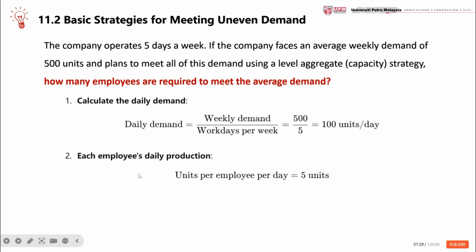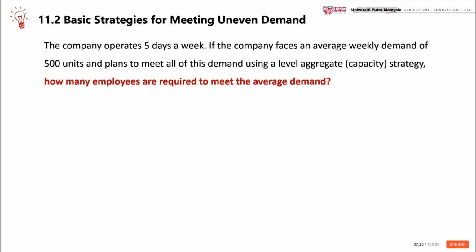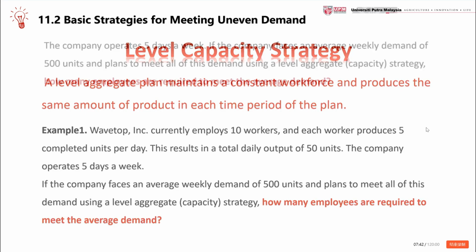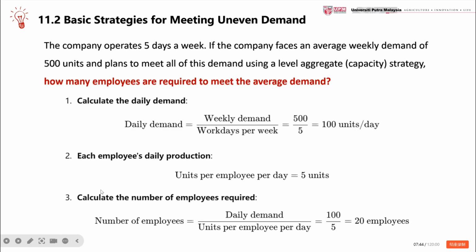Then we need to know each employee's daily production. We can also find this value in our title. Here, each worker produces 5 completed units per day. So the last step is to calculate the number of employees required. The number equals daily demand divided by units per employee per day equals 100 divided by 5 equals 20 employees.